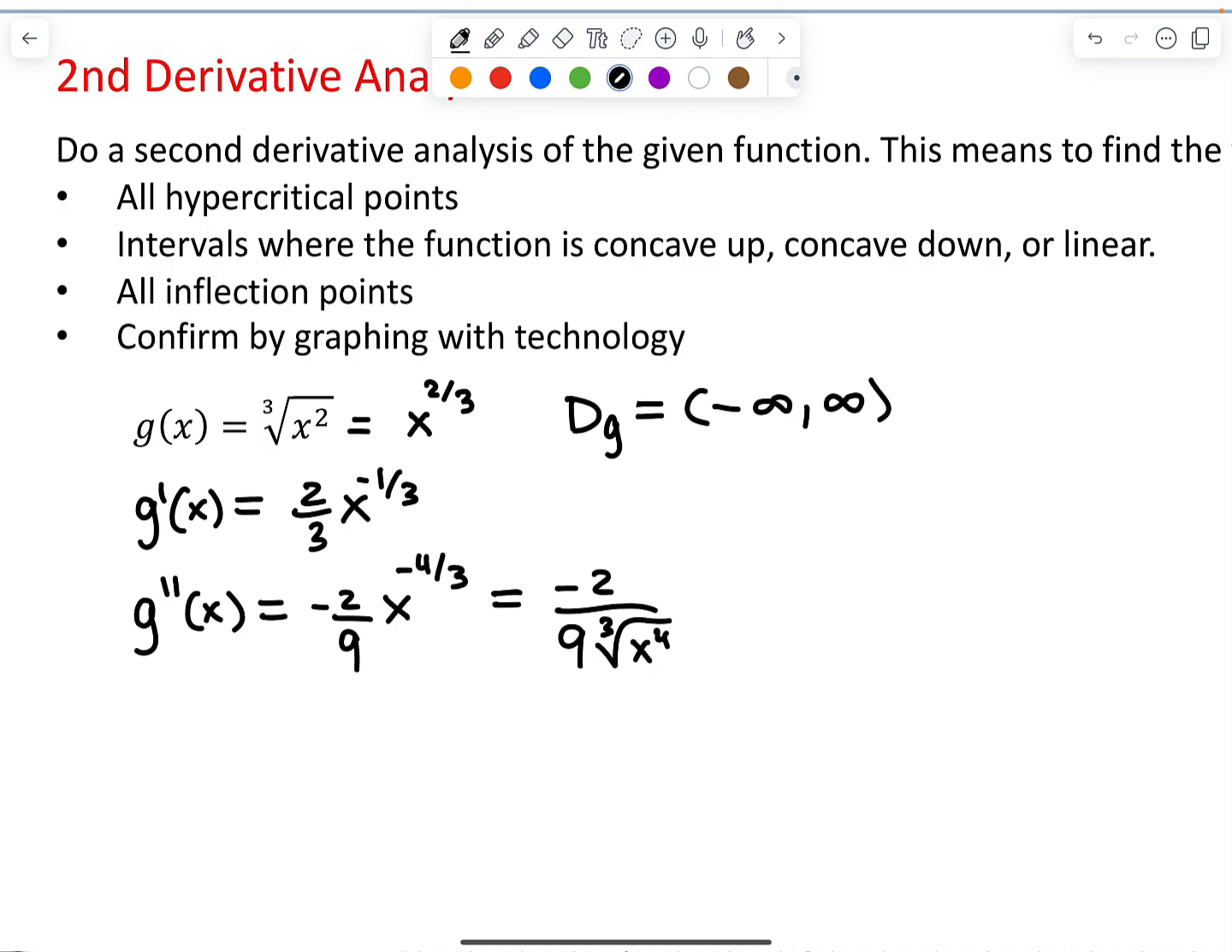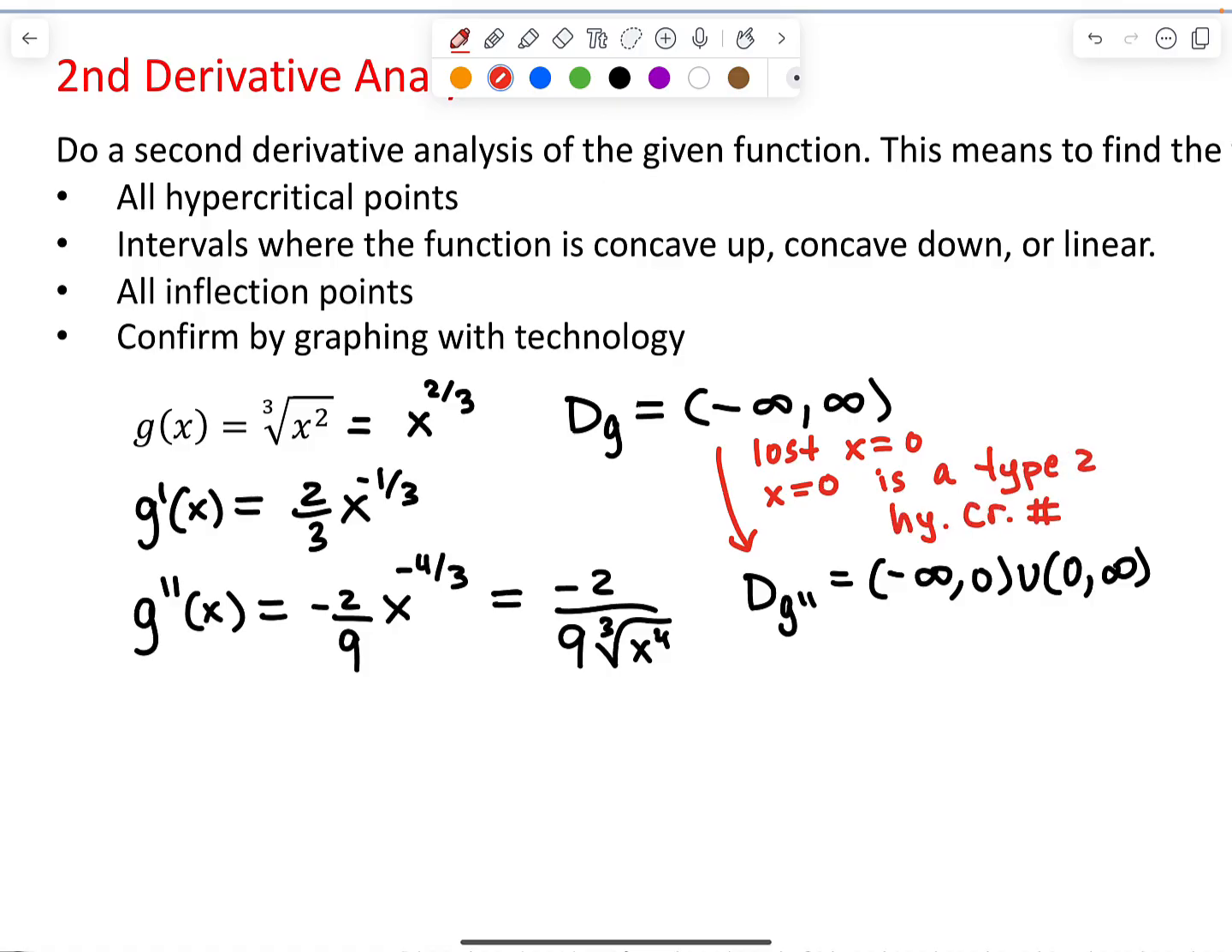But now that x is in a denominator, 0 is no longer allowed. So for the domain of the second derivative, we must remove 0: -infinity to 0, union 0 to infinity. Comparing to the original domain, we lost x equals 0, which means x equals 0 is a type 2 hypercritical number. Now let's look for any type 1s.